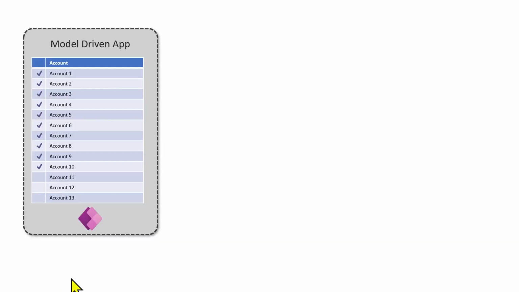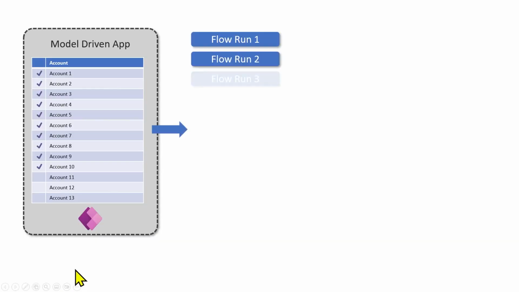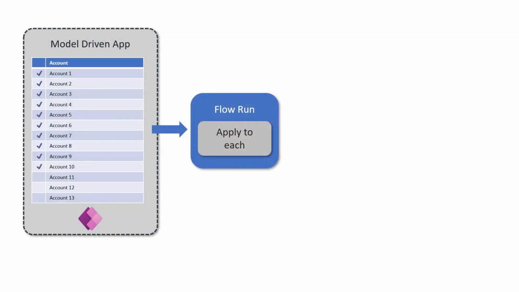Well, there are broadly 2 ways of running flows from model-driven apps. The first is having a single flow that can be run for each record that you've selected. So if you have 10 records selected, that will run 10 versions of that flow. Another option is to have a single flow that accepts a list of records, in this case 10 records, and then runs an action inside a loop for those 10 records. Both are equally valid and may suit different scenarios. So let's start with the first option.